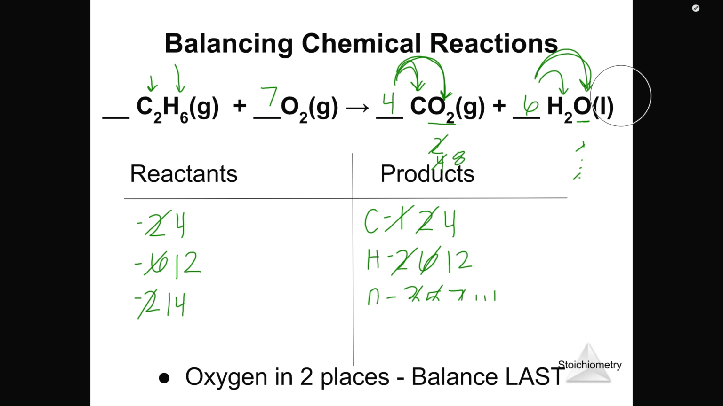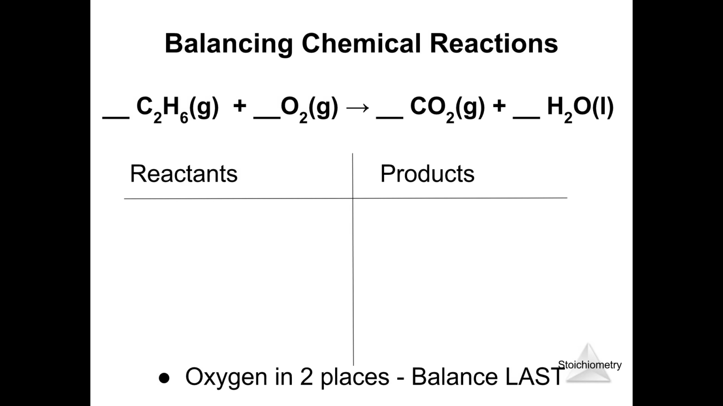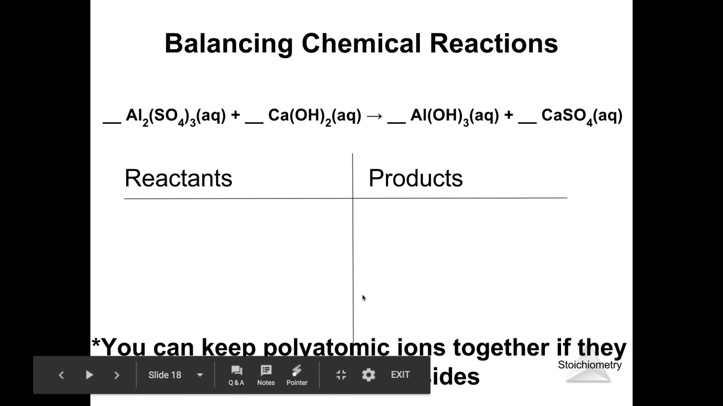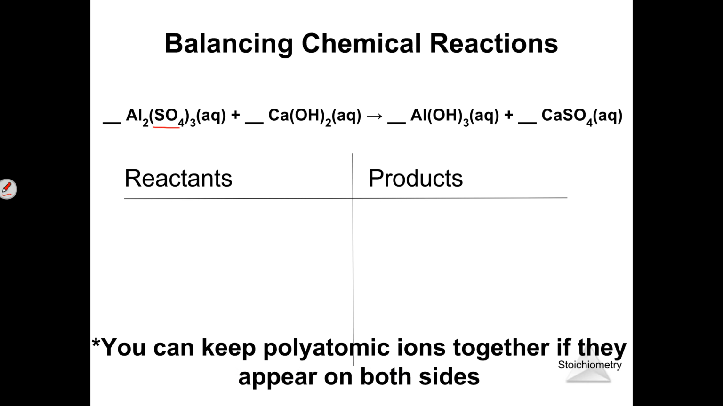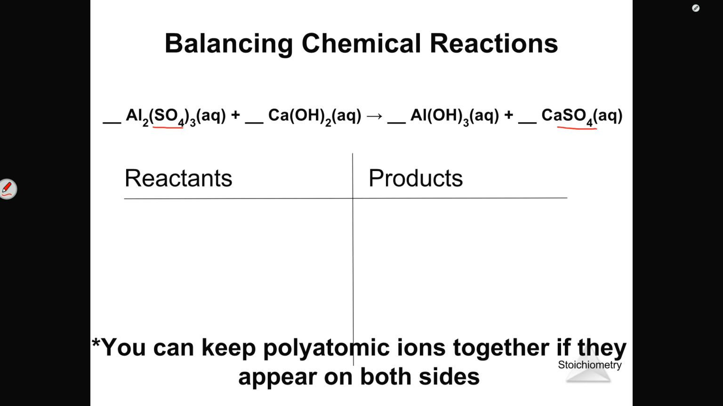I have one more kind of shortcut for you guys before you do your practice, and that is if you have polyatomics. So if you see the same polyatomic on both sides, like here I have sulfate, and here I have sulfate, here I have hydroxide, and here I have hydroxide, you can keep those together when you're counting. So I would count like my aluminum, my sulfate, my calcium, and my hydroxide. And I'd keep those together. I'm going to just do this one in my head quick because we're coming to the end of our video. So I have 2 aluminum on the reactant side. I need 2 on the product side.